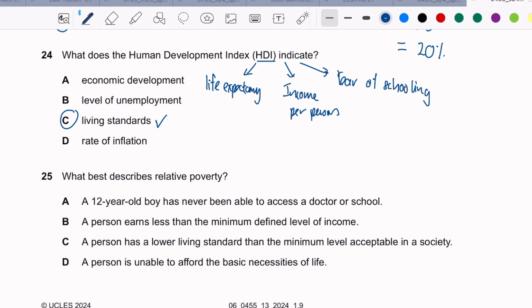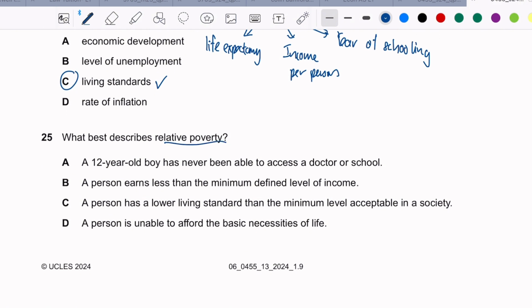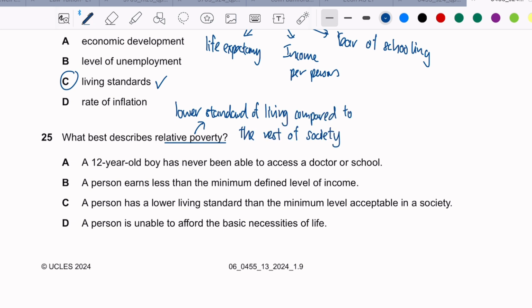What best describes relative poverty? So relative poverty, the definition is having a lower standard of living compared to the rest of the society. Alright, so C is the most similar one. A person has a lower living standard than the minimum level acceptable in a society.